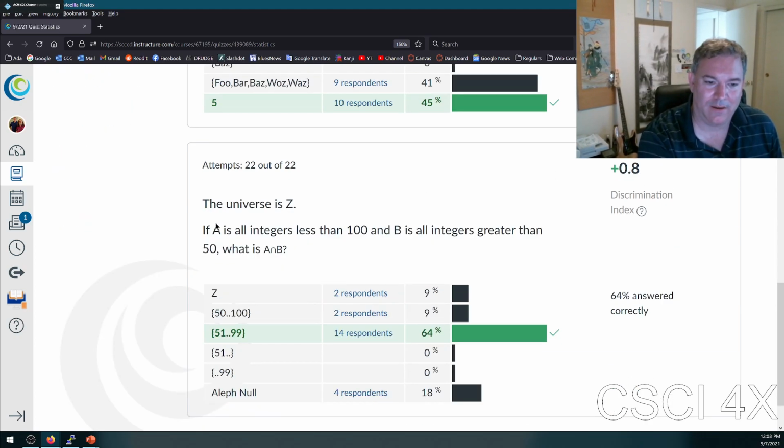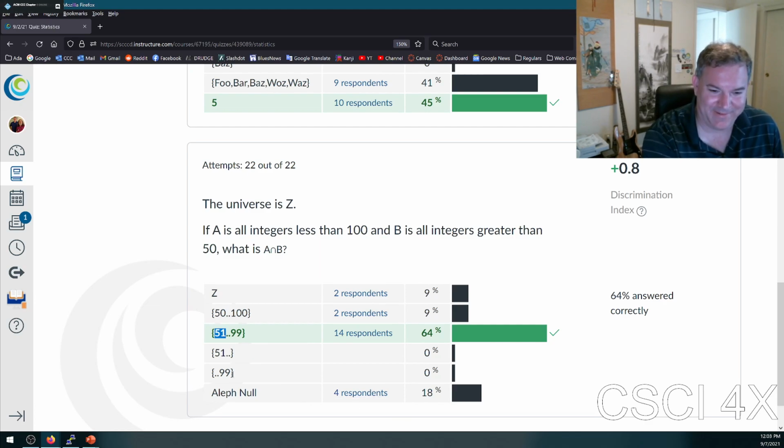Okay. If all integers in the universe is Z, if A is all integers less than 100 and B is all integers greater than 50, what is the intersection? Okay. So the intersection of them is going to be up through 99. It's less than 100, so 100 is not in the set. And it's all integers greater than 50, so 50 is not in the set either. 51 is in the set.